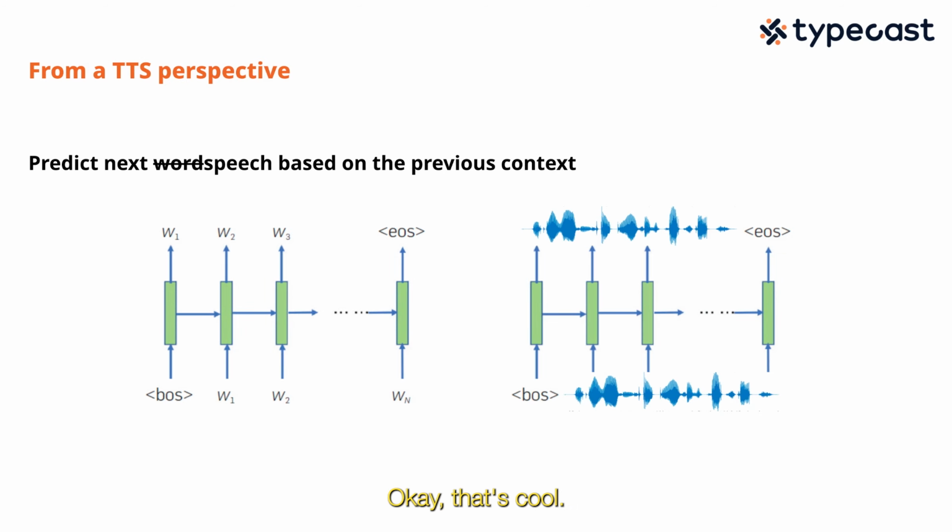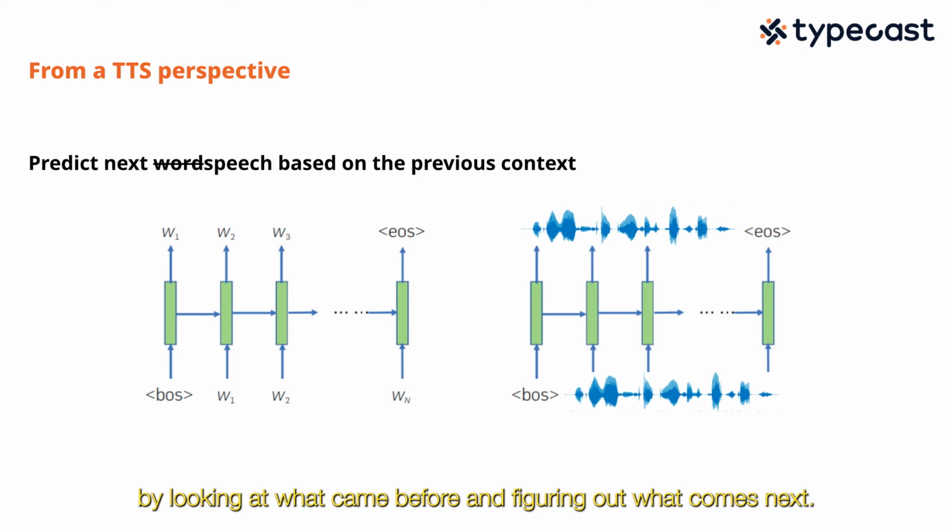Okay, that's cool, but how does this connect to speech synthesis? Here's the thing. Both text and speech are continuous flows of information. Just like a language model predicts the next word, we can do something similar for speech by looking at what came before and figuring out what comes next.